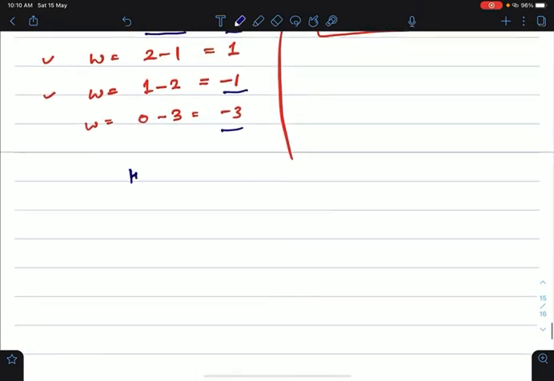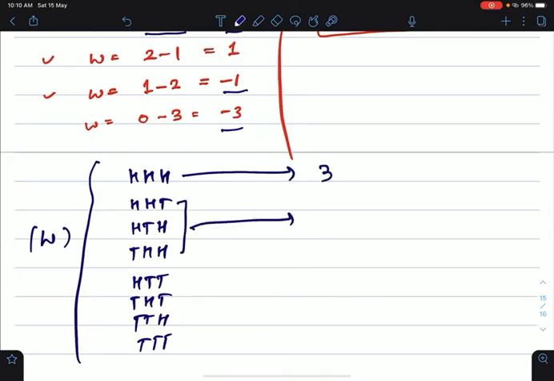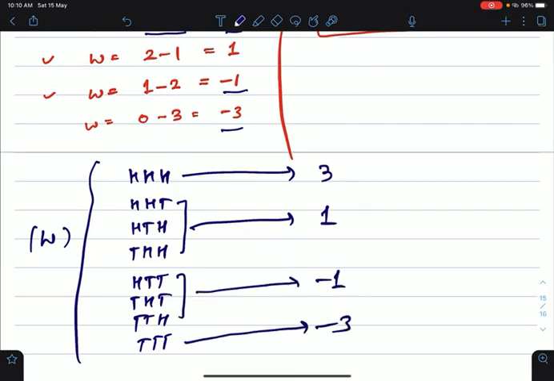You can also write it like this. These are the possible outcomes. Let me just write it for you. As W is a function, you know that, right? So the first outcome will map to value 3, these 3 will map to value 1, and these 3 will map to value minus 1, and this last one will map to value minus 3.